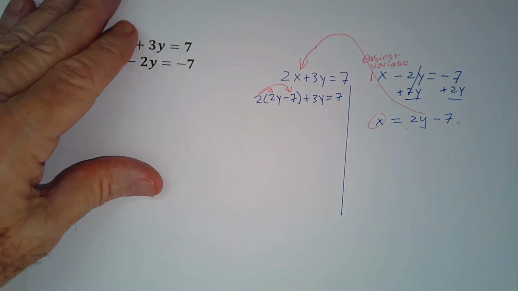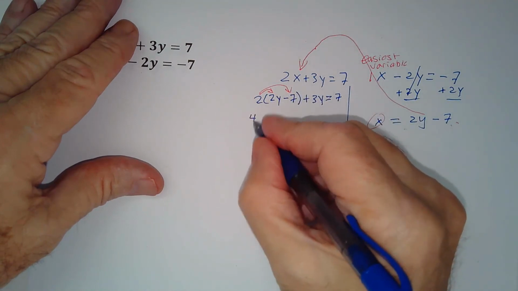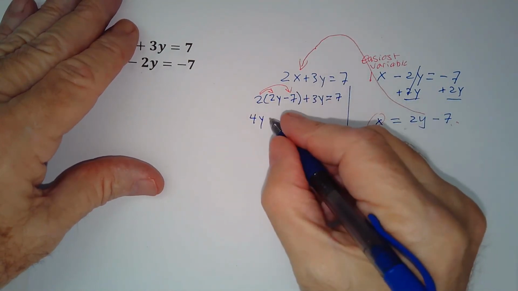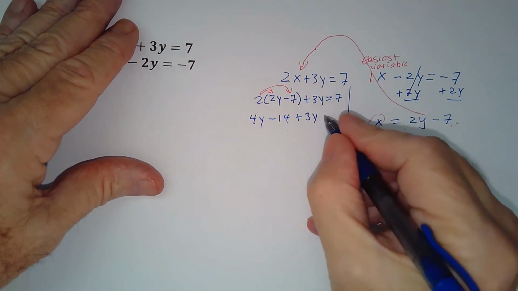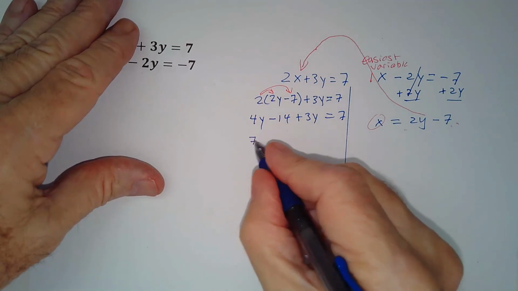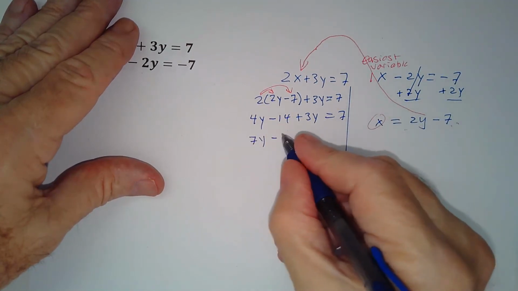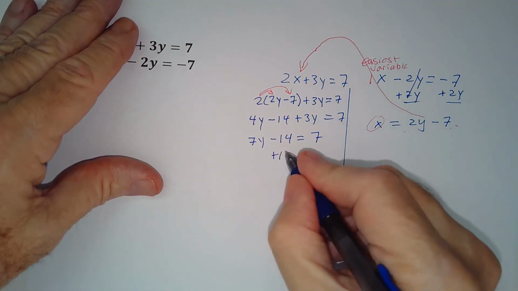And so 2 times 2y is 4y. 2 times negative 7 is negative 14. And then bring along the 3y. That equals 7. So 4y and 3y, that's 7y. Minus 14 equals 7. Add 14 to both sides.